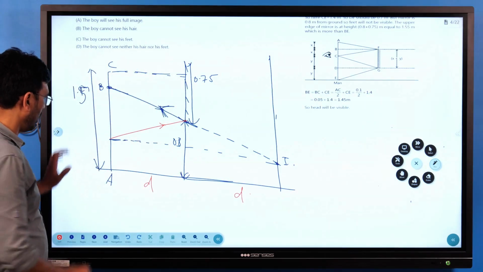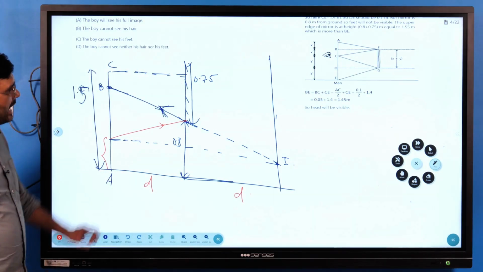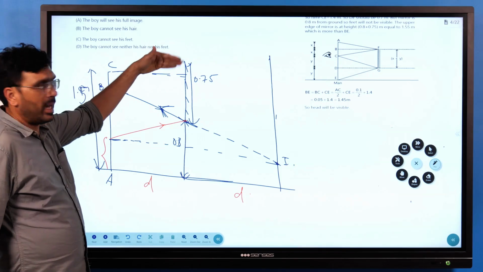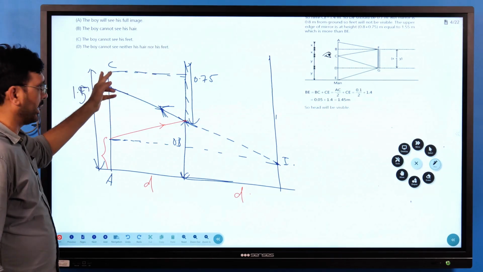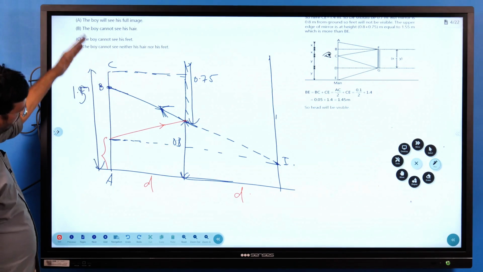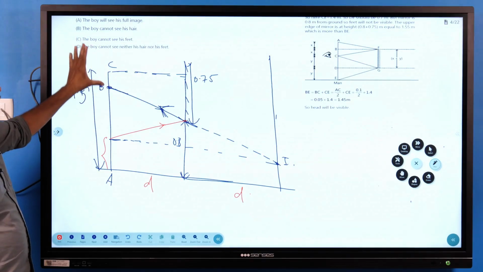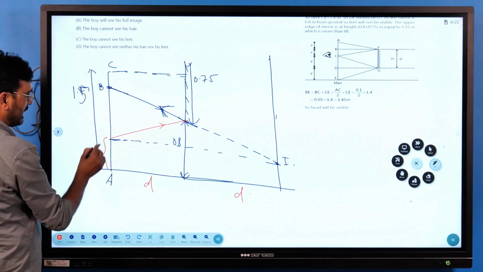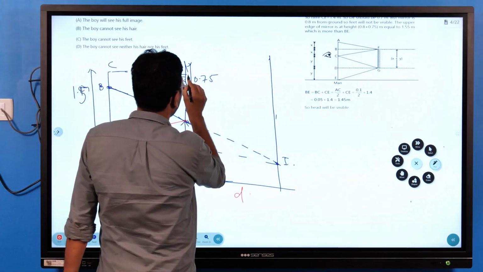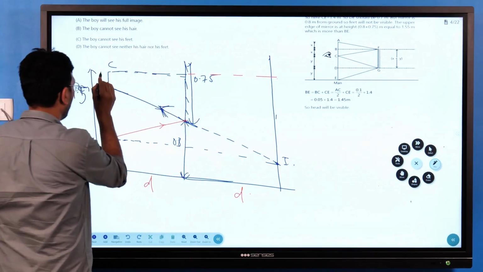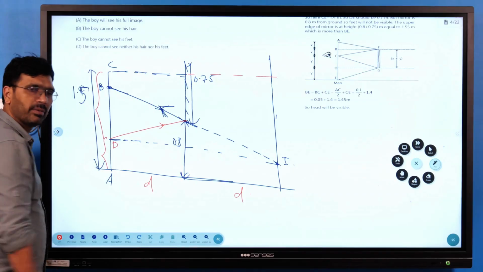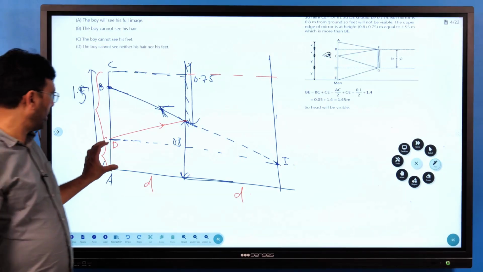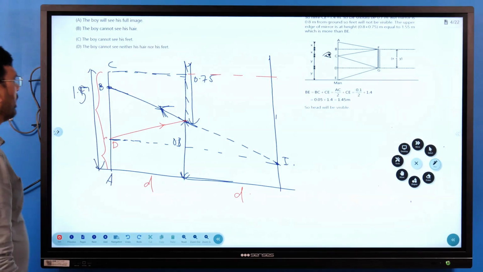So this portion the person cannot see. And as you can see on top, the height of the mirror is more than the person's forehead. So obviously, above that, the person will see his full image. So the person can see this much portion of the image, the full image except the lower portion. I will call this AD. The AD portion will not be visible. So now I'm going to find the value of AD which is not going to be visible.